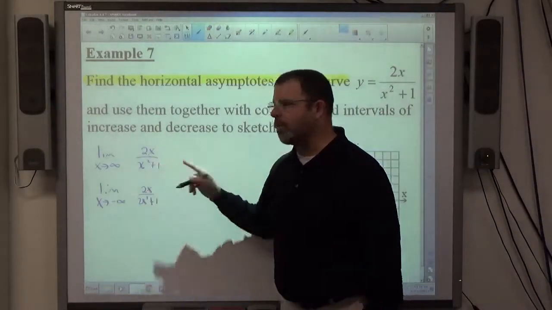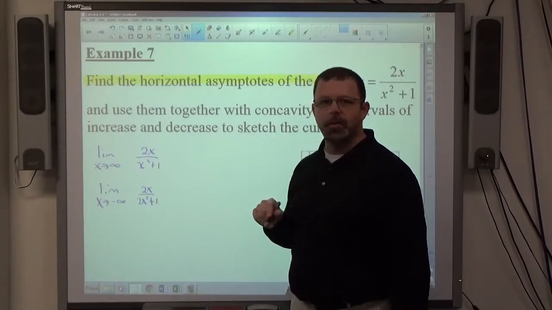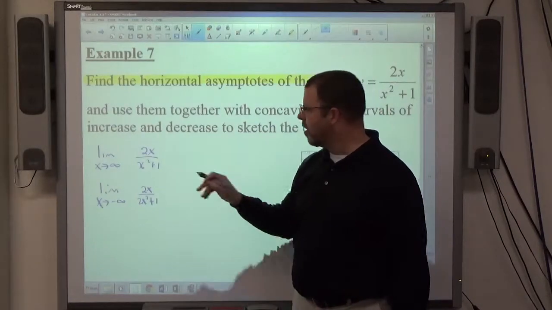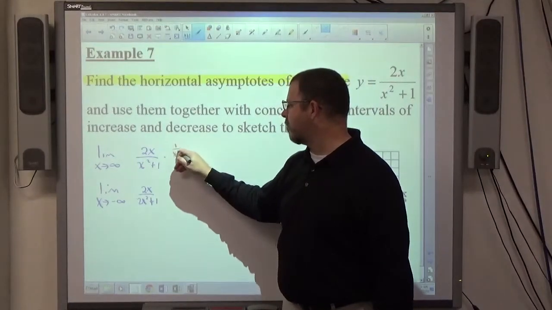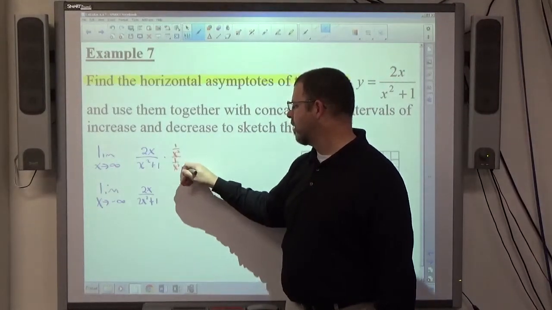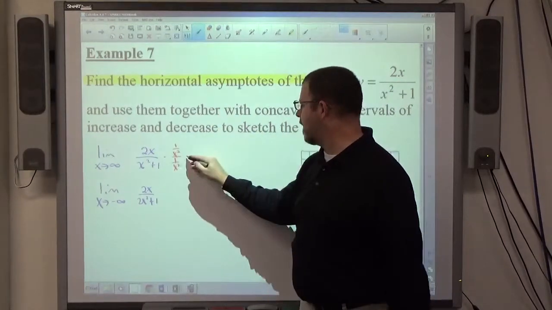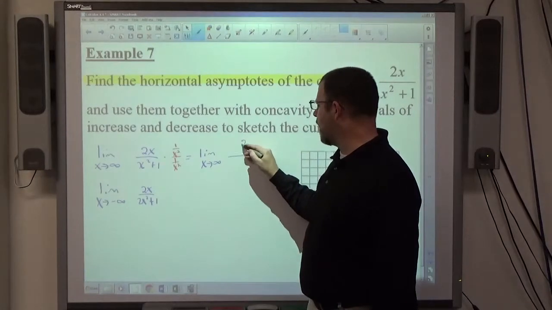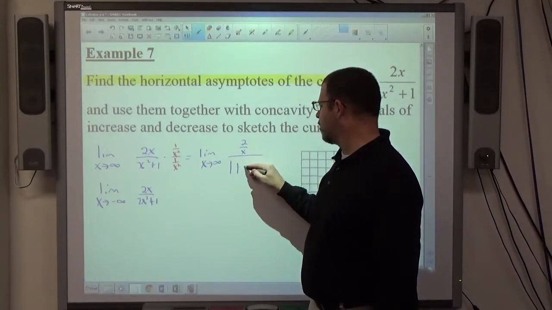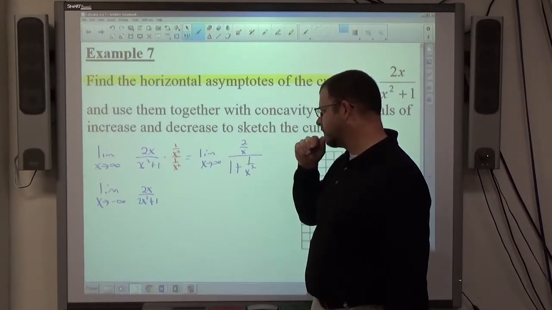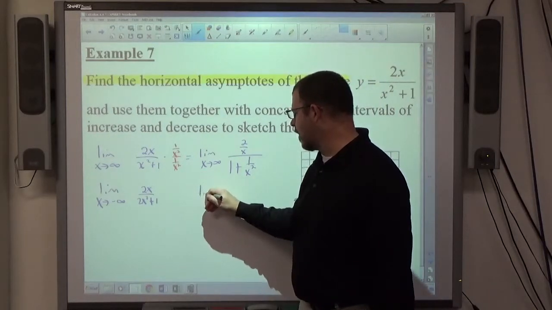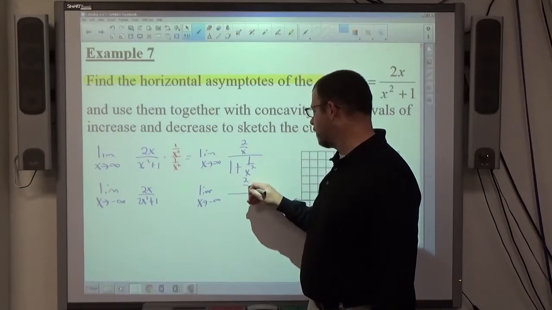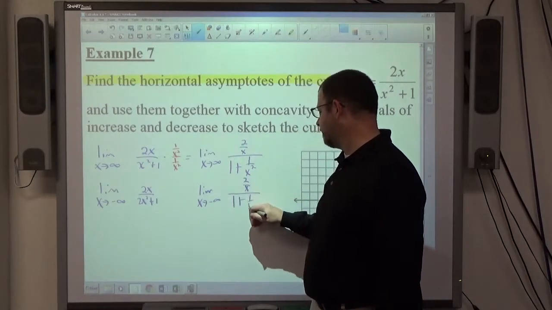These are both just polynomial rational functions, so multiply by 1 over the highest power of x. The highest power of x in each case is x squared, right? So times 1 over x squared on top, 1 over x squared on the bottom. That leaves me with the limit as x approaches infinity of, on top, 2 over x, on the bottom, 1 plus 1 over x squared. And this will be the same result, right? Limit as x approaches negative infinity of 2 over x over 1 plus 1 over x squared.